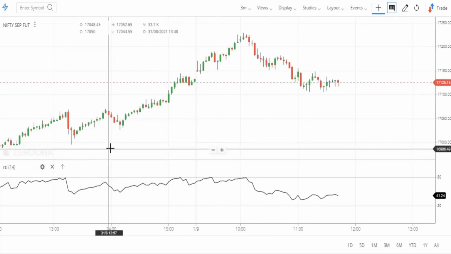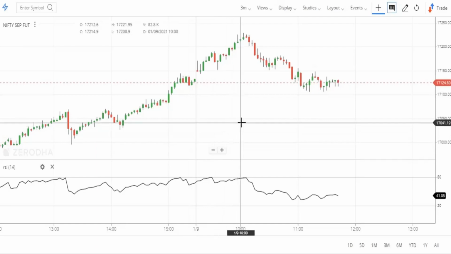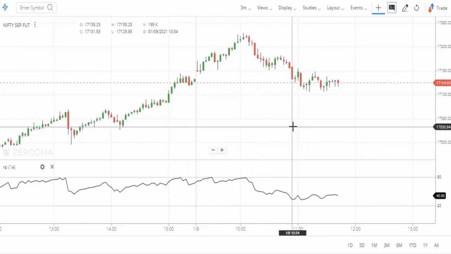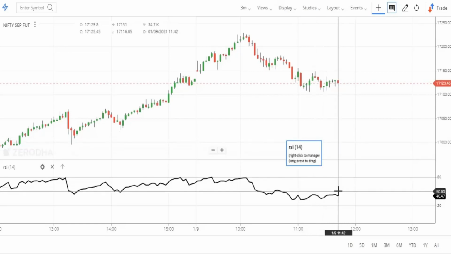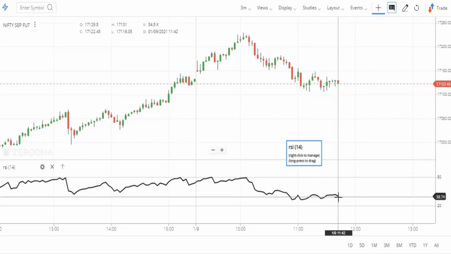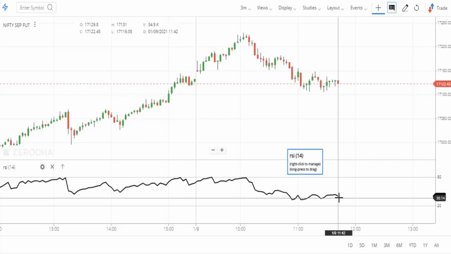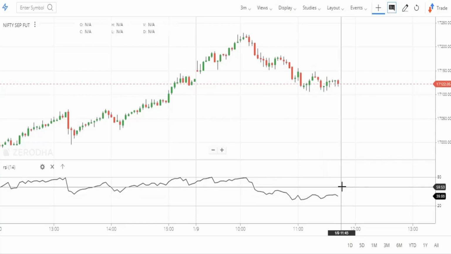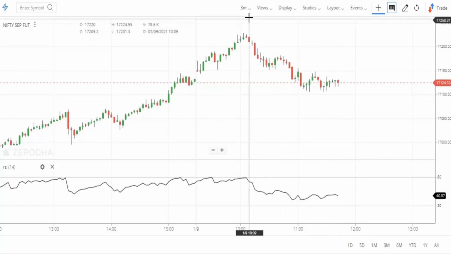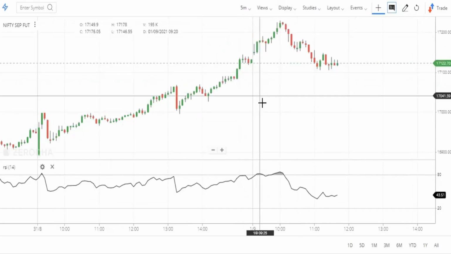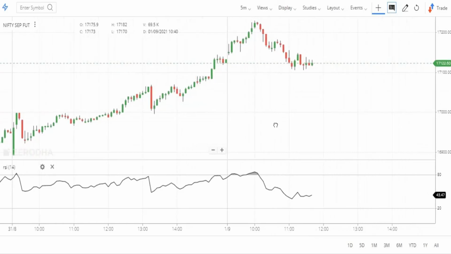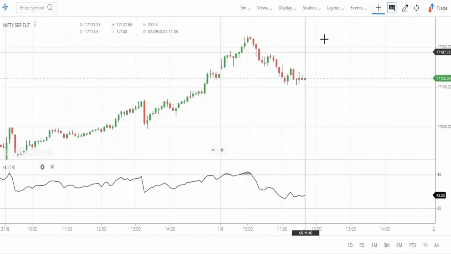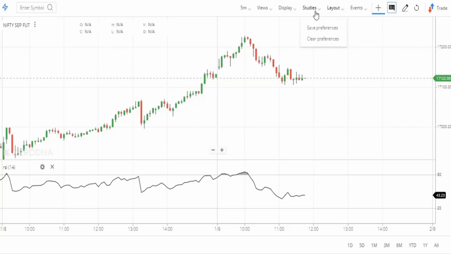So for now, what is RSI? RSI, as I said, is the relative strength index. This is a leading indicator. RSI is a leading indicator, which means it is trying to assume where the price is going to go in upcoming time. All right, let's switch to 5 minutes because most people might be comfortable with 5 minutes rather than 3 minutes.